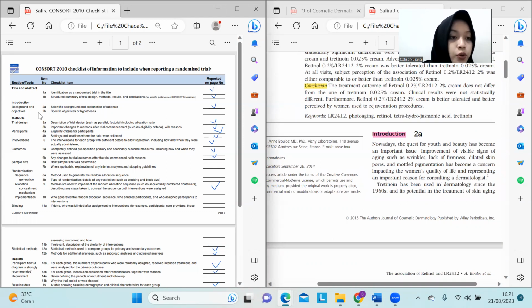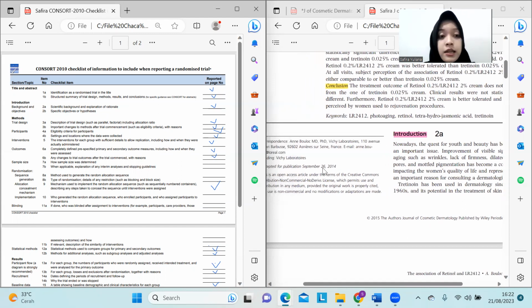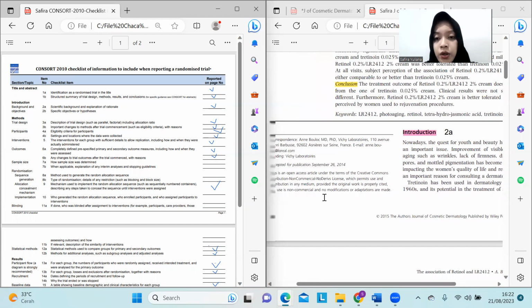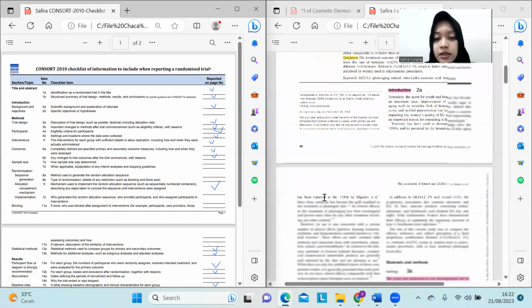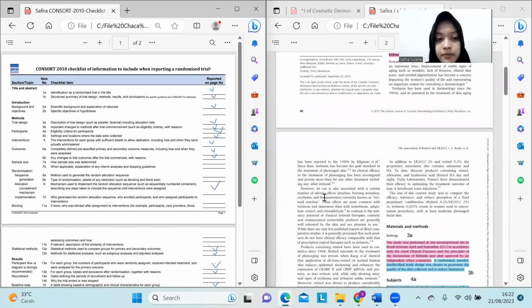And next, we are going to move to number 2B. It is the specific objectives and hypothesis in the introduction. And in this journal, a hypothesis is not stated in the introduction. As you can see in here, there is no hypothesis.